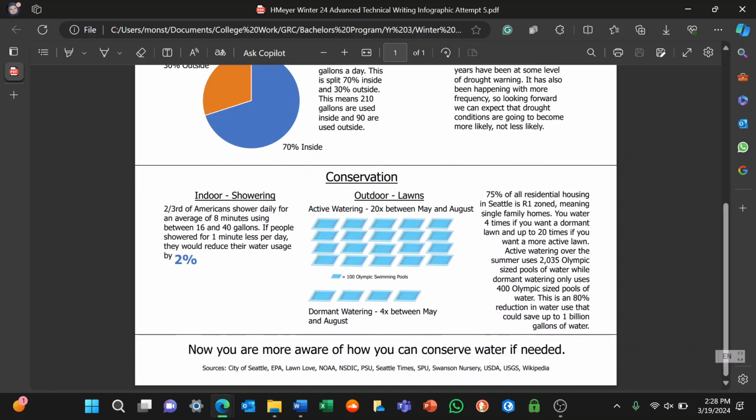My big issue that I was focusing on, especially with my isotype, was outdoor lawns. In the Pacific Northwest, it's recommended that you water 4 times over the summer if you want a dormant lawn, and up to 20 times if you want to actively use your lawn. I chose to represent the amount of water used as 100 Olympic swimming pools. Everybody's pretty much seen a swimming pool, and if they imagine an Olympic one, they know it's really big. So they can picture that. It is a feasible amount of water to picture.